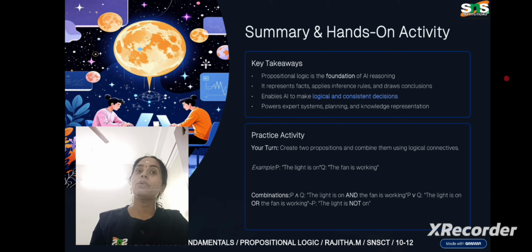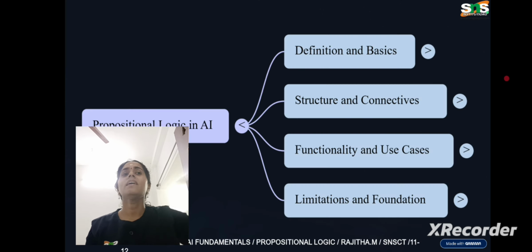For a quick activity, you can create two simple propositions and combine them. For example, P is "the light is on" and Q is "the fan is working". Then P and Q means the light is on and the fan is working. P or Q means the light is on or the fan is working. And the negation is the light is not on. This is the mind map for propositional logic in AI.